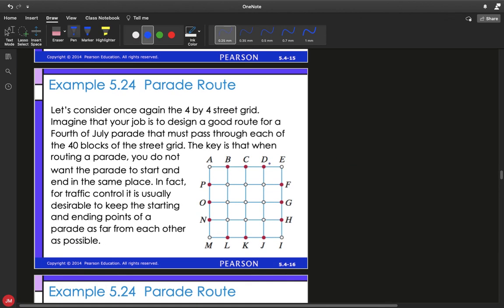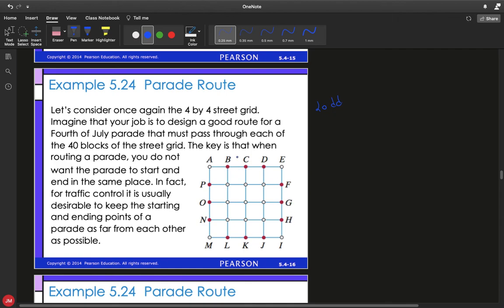For example, let's go back to that 4x4 grid that we were talking about before. Let's say you were designing a parade route for 4th of July that had to go through 40 blocks, but obviously with a parade, it's not necessarily important that you end up at the same place that you started. Remember, you can start somewhere and then end somewhere else. In fact, most of the time, that's how a parade works. And if that's the case, then we get to leave 2 odd vertices as odd.